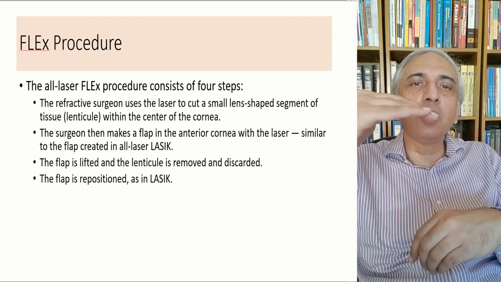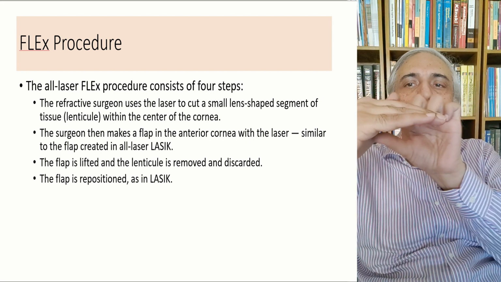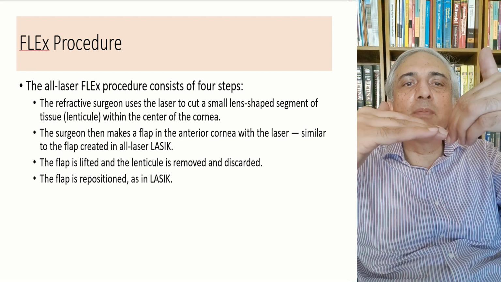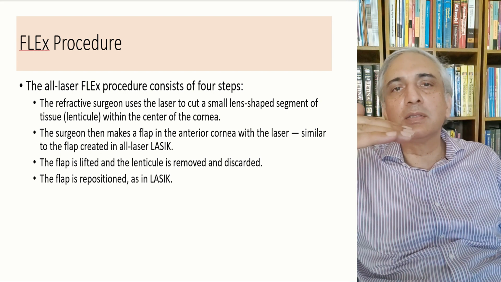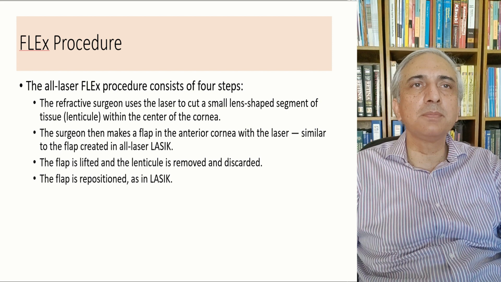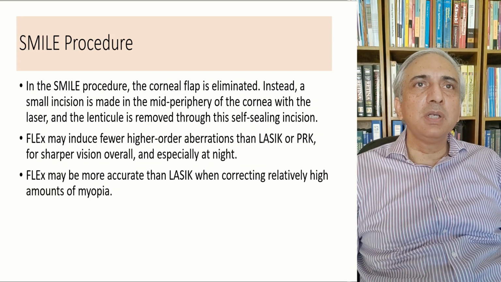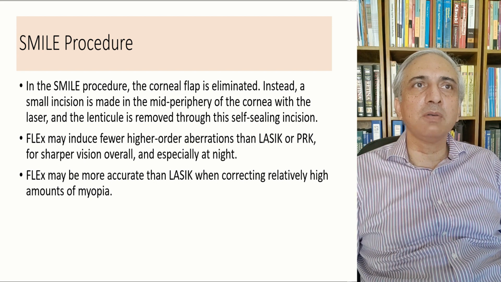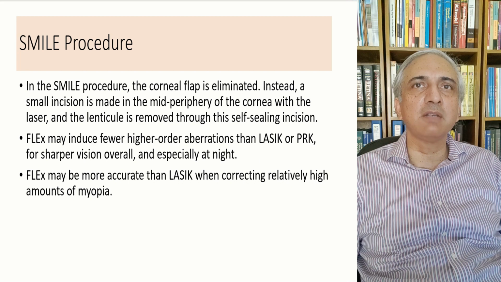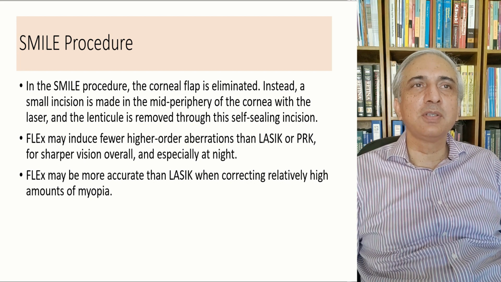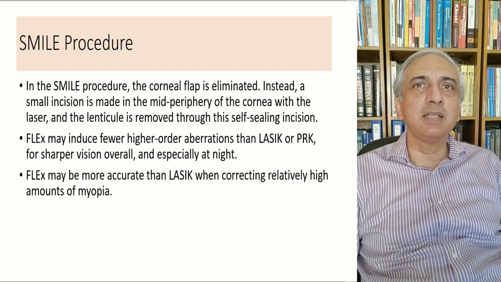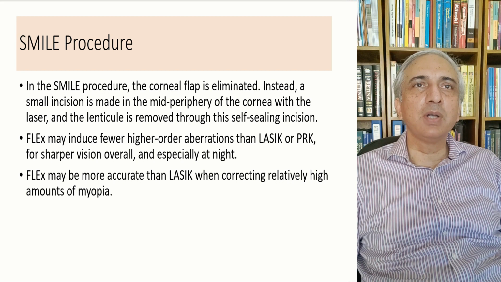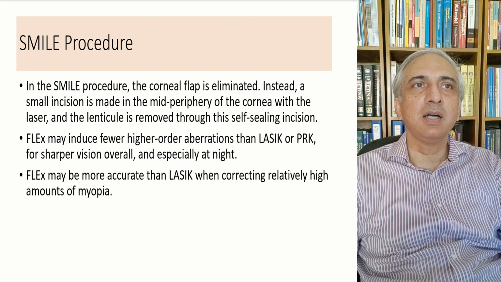While in SMILE, you do not produce a flap, you just produce 2 cuts with a femtosecond laser, then you just give an incision with the femtosecond laser through which you can go inside and just take out that lenticule. In the SMILE procedure, the corneal flap is eliminated. Instead, a small incision is made in the mid-periphery of the cornea with the laser, and the lenticule is removed through this self-sealing incision. FLEx may induce fewer higher-order aberrations than LASIK or PRK for sharper vision overall and especially at night. FLEx may be more accurate than LASIK when correcting relatively high amounts of myopia.